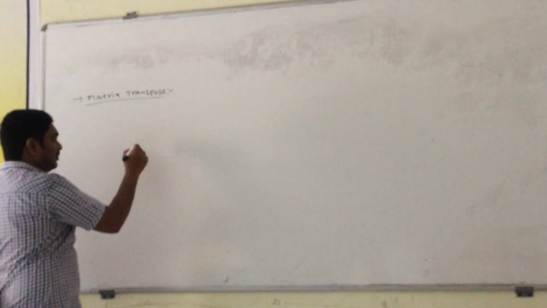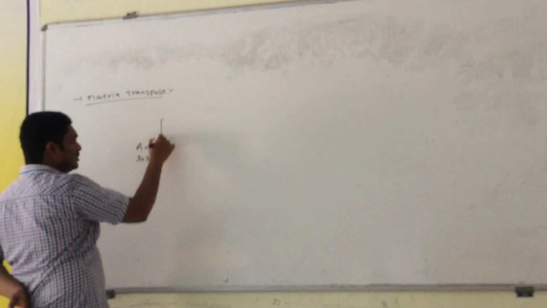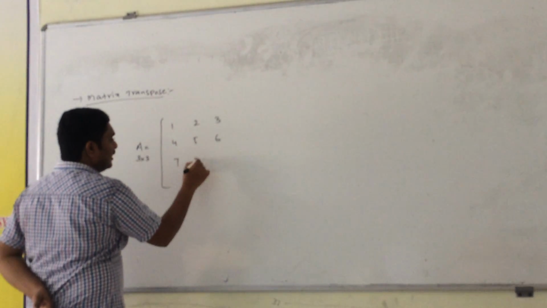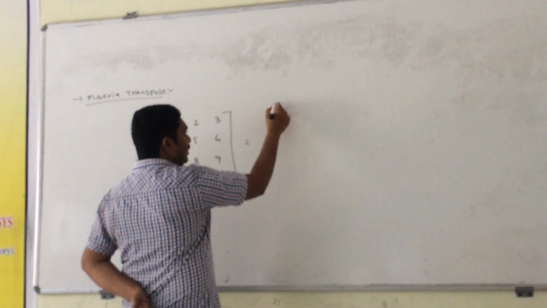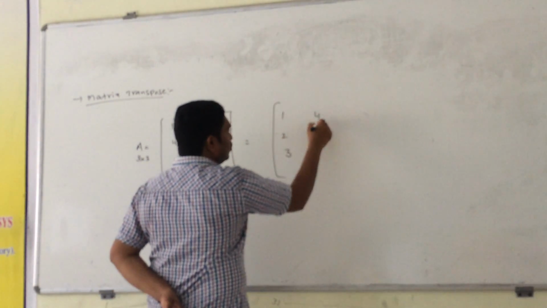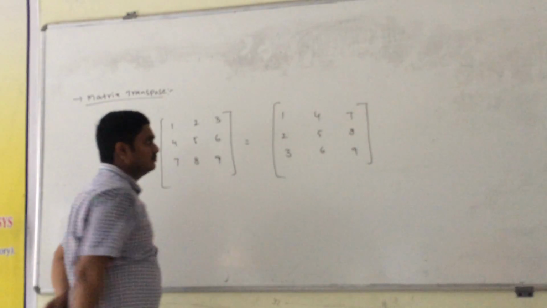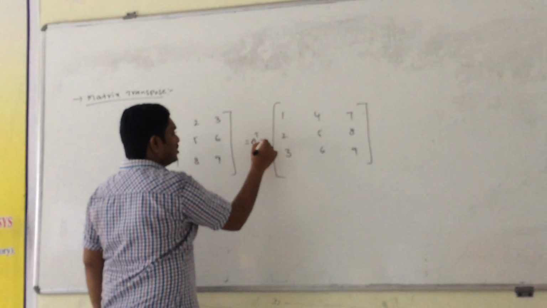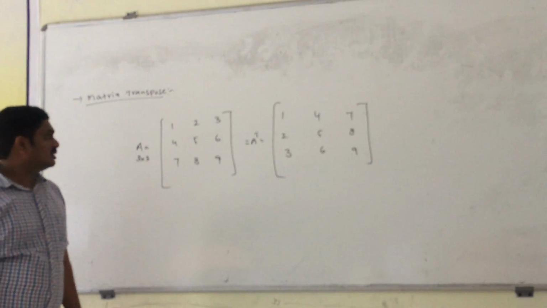For example, I am taking a matrix A of 3 by 3, that means 3 rows and 3 columns, like 1, 2, 3, 4, 5, 6, 7, 8, 9. This will be converted like rows into columns, that means 1, 4, 7, 2, 5, 8, 3, 6, 9. So this is the matrix A, and this is the transpose of A. For this, we use the C program.